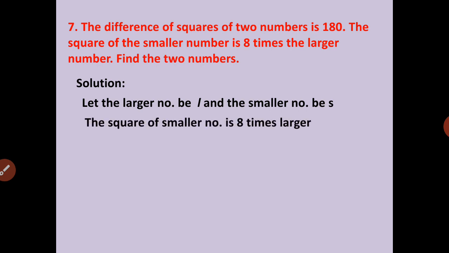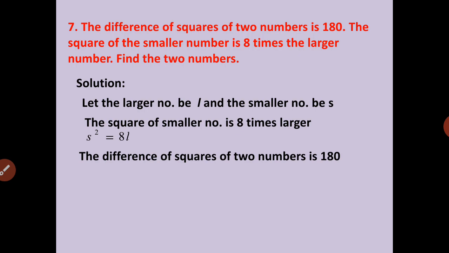Now, one of the conditions, actually the second condition, let us use it initially. The square of the smaller number, S, its square will be S square, is 8 times the larger, that is 8 times L, 8L. So the first equation is S square equal to 8L. Keep it for now. We'll concentrate on the second condition.